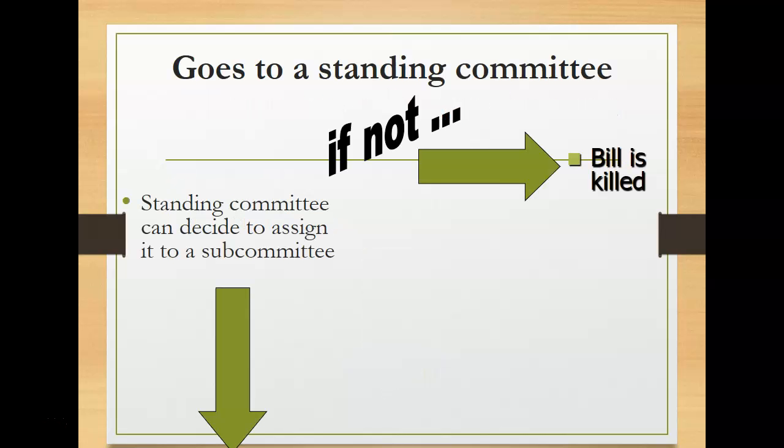After the clerk assigns this bill a number, there's a couple of things that can happen, okay? It can go to a standing committee, which is a permanent committee, all right? After it goes to a standing committee, the committee can choose to send it to a subcommittee and assign it to a subcommittee. If that standing committee does not choose to send it to a subcommittee, then you see that little arrow there pointing to the right. That means the bill is killed. It does not go any further.